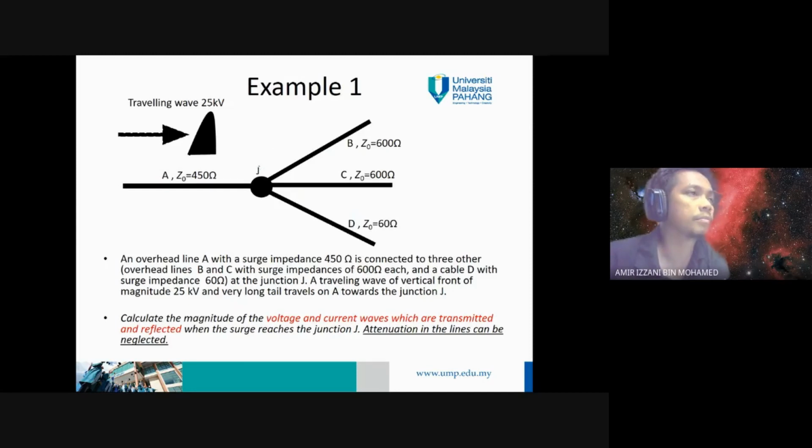Okay, let's take a look at this example. We have one traveling wave with peak voltage at 25 kilovolt. We have one original overhead line A with impedance 450 ohms, then split into three other lines at this junction J: B, C, and D. We see here the impedance of B and C is the same, while D is different.